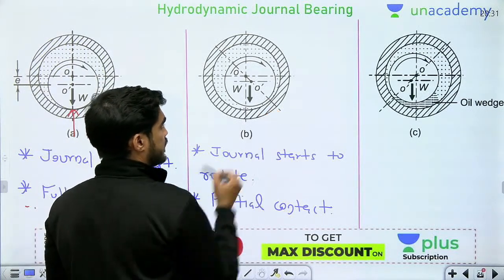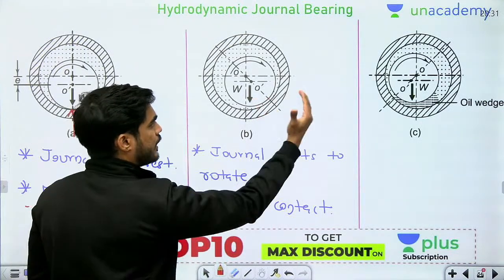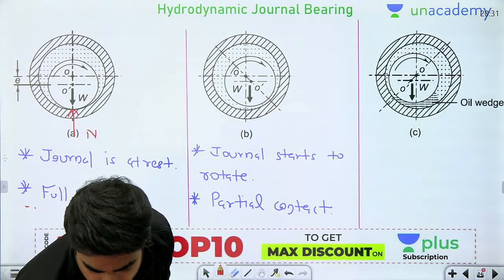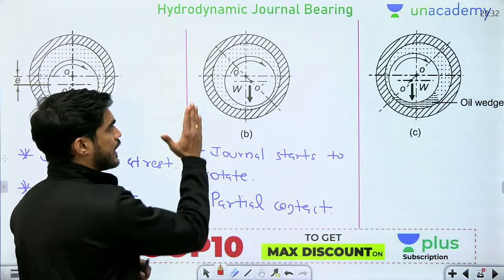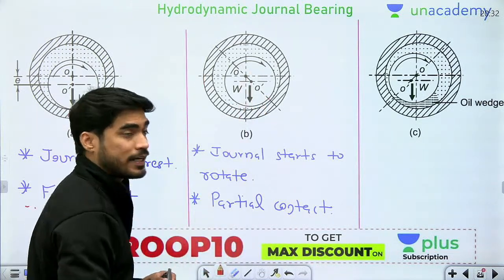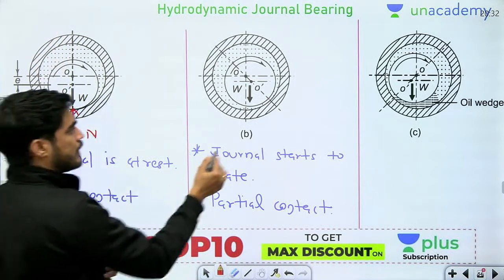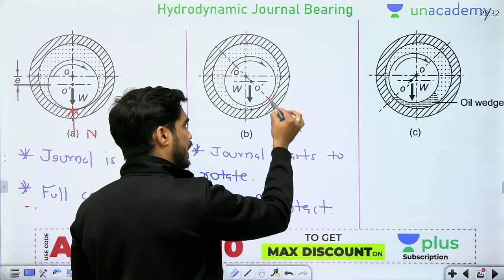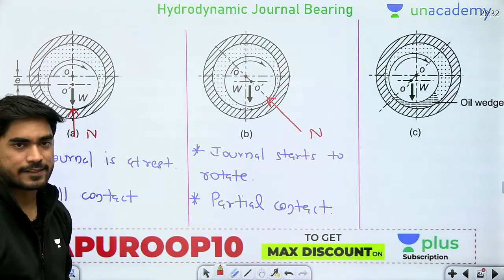So beta, see, the center of the journal is shifted towards the right. The center of the journal is shifted towards the right. The contact point, initially the contact point was here, now the contact point is here. So beta, normal force will be acting like this.